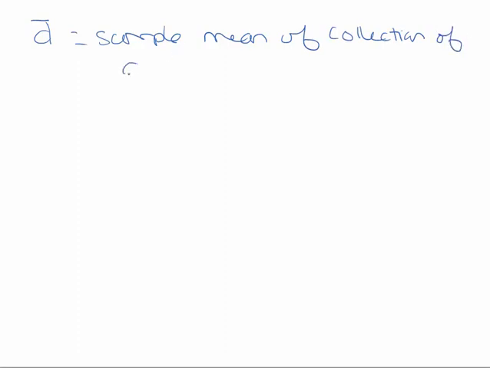To perform our test, we need to compute d bar, which is the sample mean of our collection of d sub i's. So we compute the mean of all of our differences for each day. Then we also have to compute the SD, which is our standard deviation, based off of our sample.